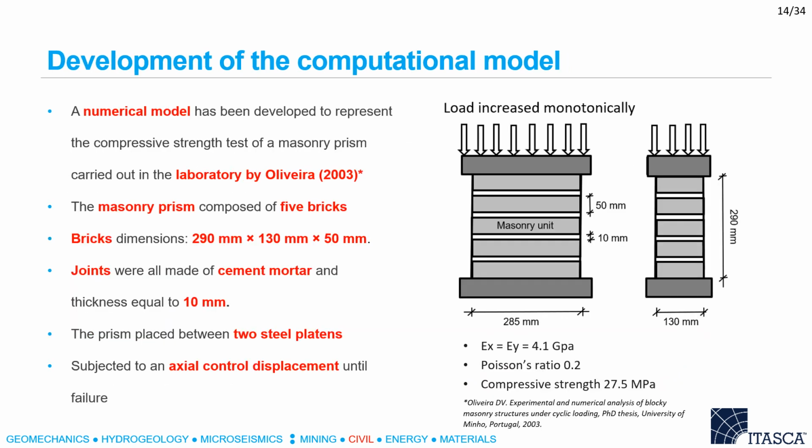A numerical model has been developed to simulate the direct compression of a masonry prism tested in the laboratory by Oliveira in 2003. The masonry prism was composed of 5 bricks. The bricks had average dimensions of 290 mm by 130 mm by 50 mm. Joints were all made of cement mortar and had thickness equal to 10 mm. The prism was placed between two steel platens and subjected to an external controlled displacement until failure.